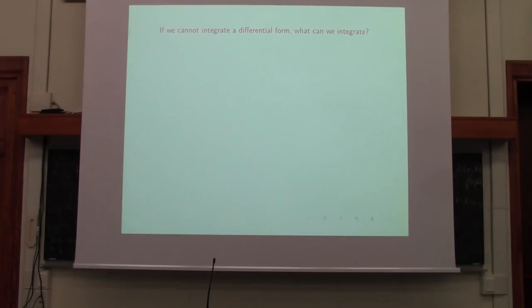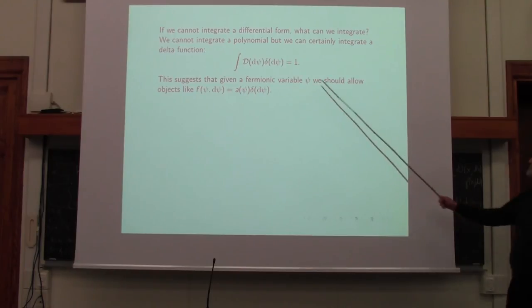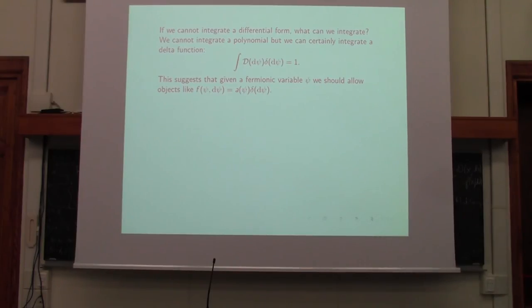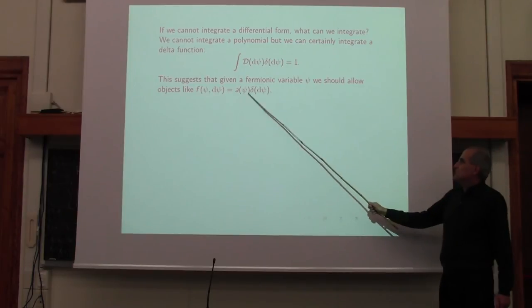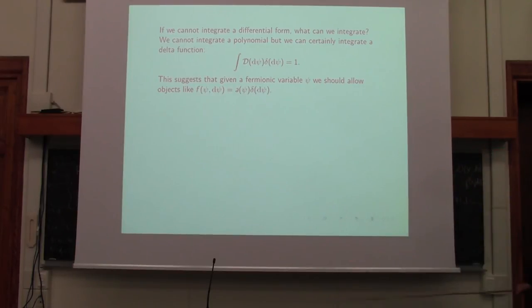Well, if we can't integrate a differential form, what can we integrate? Well, we can certainly integrate a delta function. We can integrate delta of d psi over d psi. This suggests that if psi is a fermionic variable, we might want to allow this kind of function, a function of psi times delta of d psi.